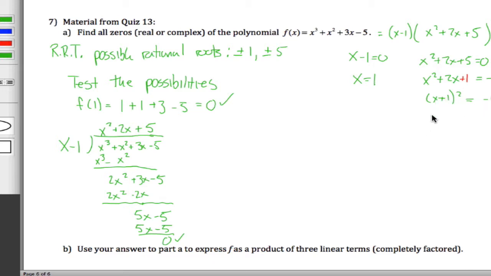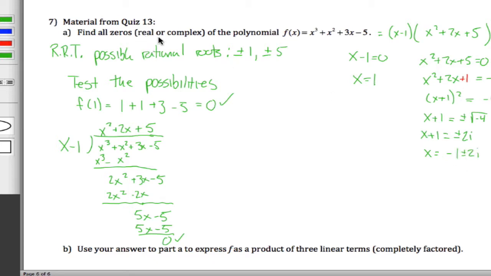So now I can solve this equation by taking the square root of both sides. The square root of -4 used to be something that we couldn't handle, but now that we have complex numbers, that's the square root of -1 times the square root of 4. Square root of -1 is i. The square root of 4 is 2. So what you get is this is plus or minus 2i. So to solve for x, you subtract 1 from both sides of the equation. You get -1 plus or minus 2i.